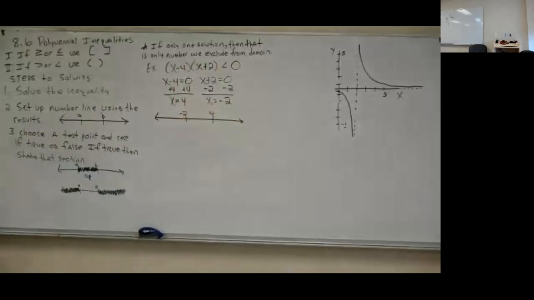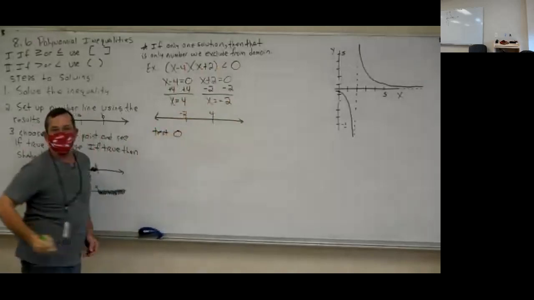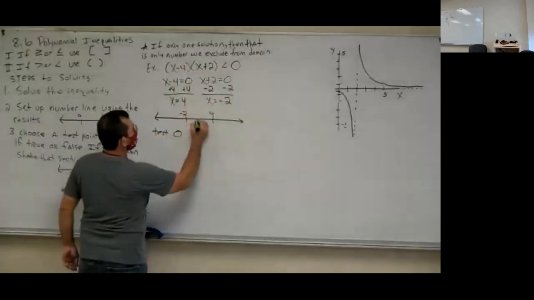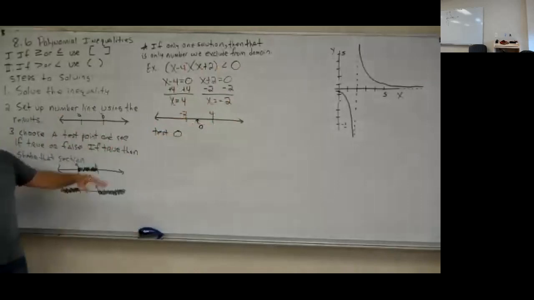So now all I got to do is test this to see where I'm going to shade it at. So the number I'm going to test, I always test 0 because it's the easiest number to add and multiply to me. So where's 0 at on this graph? It's right in the middle, ain't it? So 0 is going to be in here somewhere. So we're going to put a 0 into this equation, and if it's true, I'm shading that area. If it's false, we're shading the outside areas, okay?